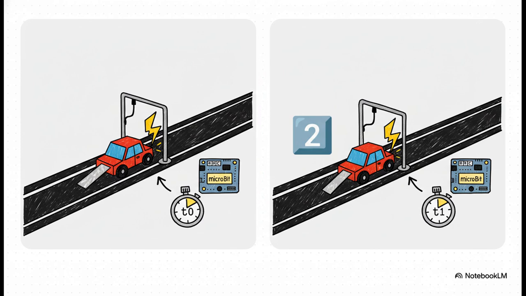So, here's the magic. When the foil on the car rolls over the first gate, it touches both strips at the same time and completes an electrical circuit. The microbit sees this immediately and saves the exact time. We'll call that time T0. Then, when the car hits the second gate, the same thing happens, and the microbit snags that new time, T1.